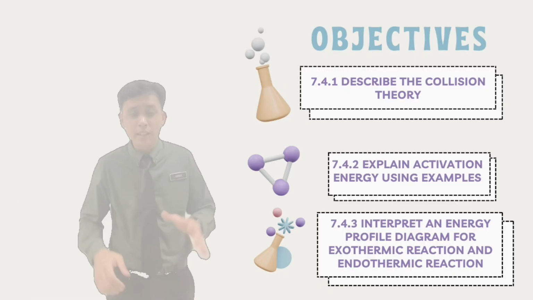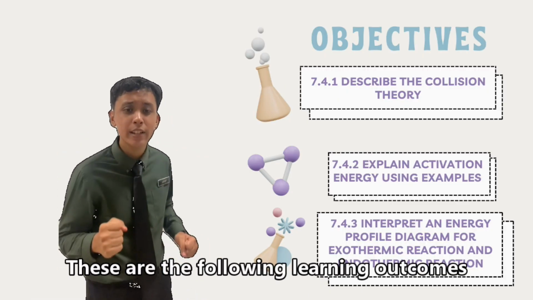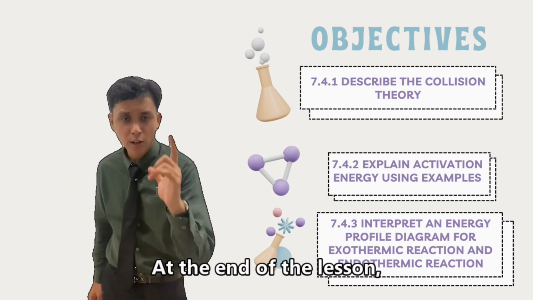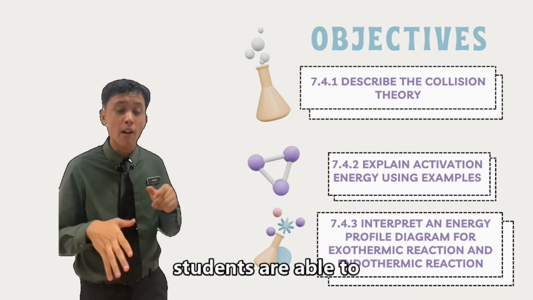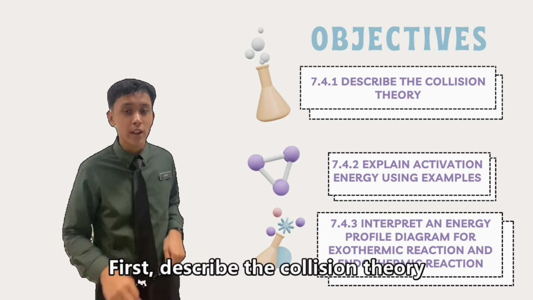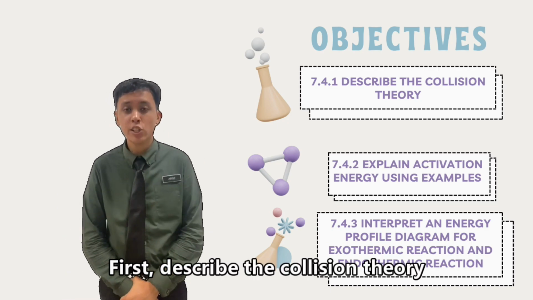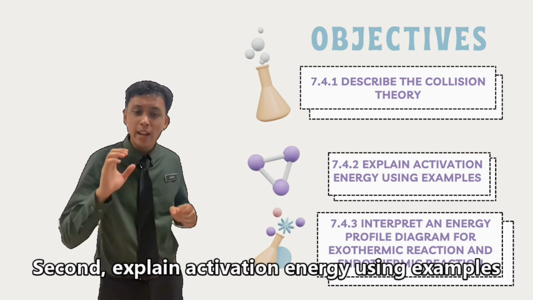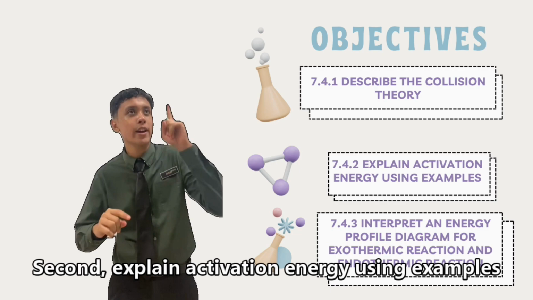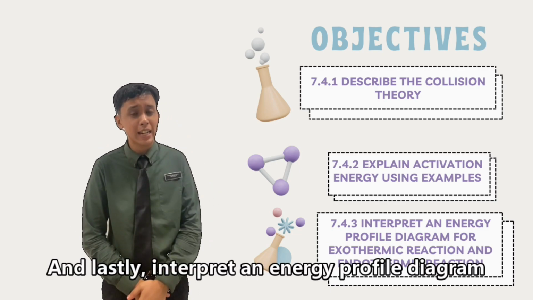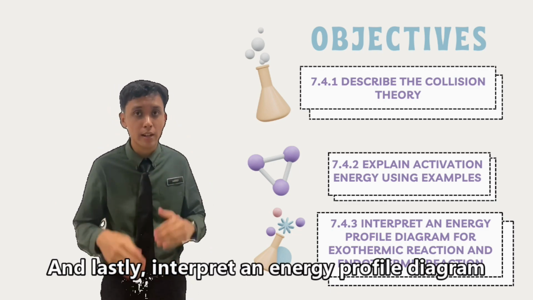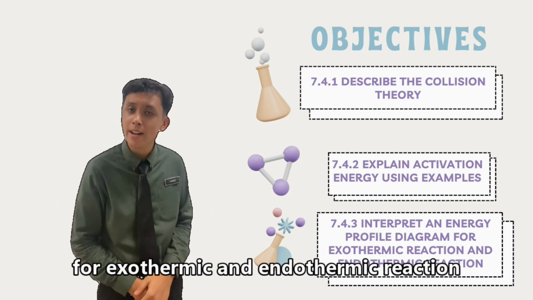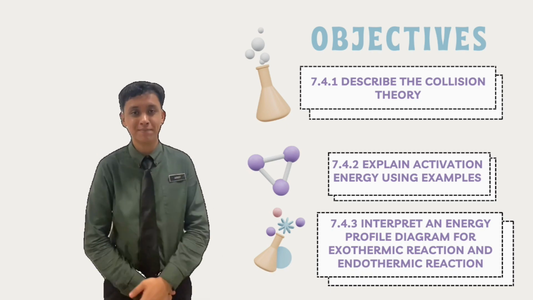Let's go. These are the following learning outcomes for this subtopic. At the end of the lesson, students are able to first, describe the collision theory. Second, explain activation energy using examples. And lastly, interpret an energy profile diagram for exothermic and endothermic reaction.